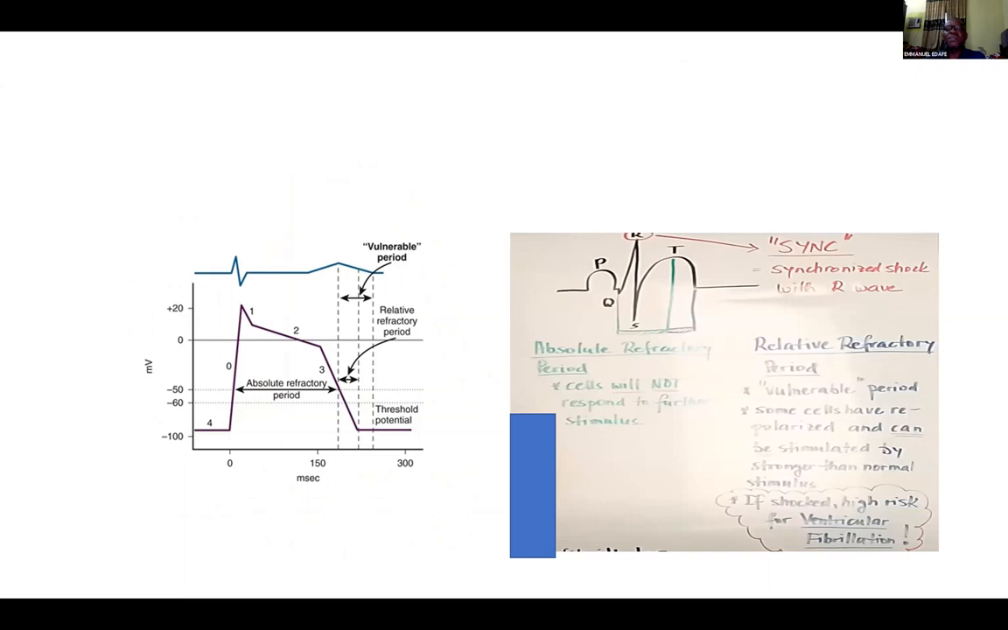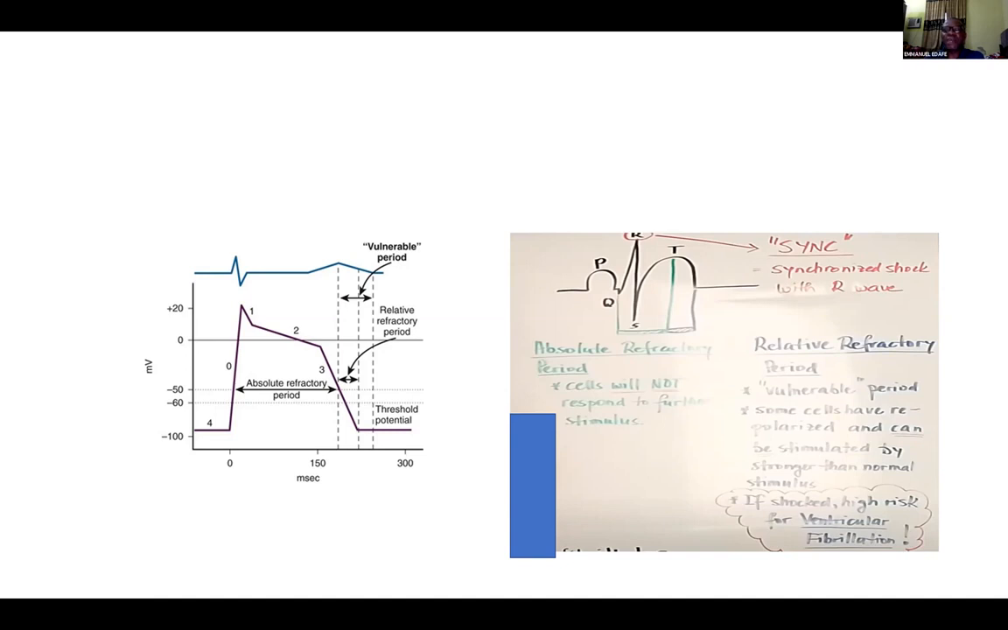the R wave. Between the Q wave and the peak of the T wave is the absolute refractory period. That is the point where you can cardiovert, and you will not turn that patient to a later rhythm that may kill the patient or put you into more trouble.